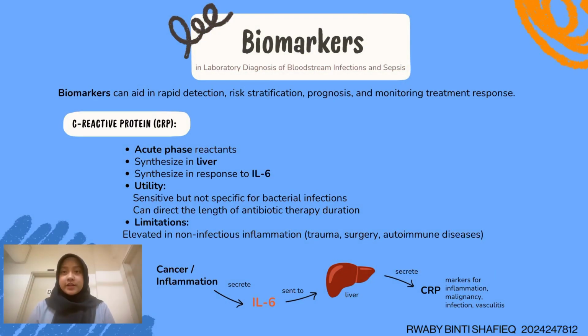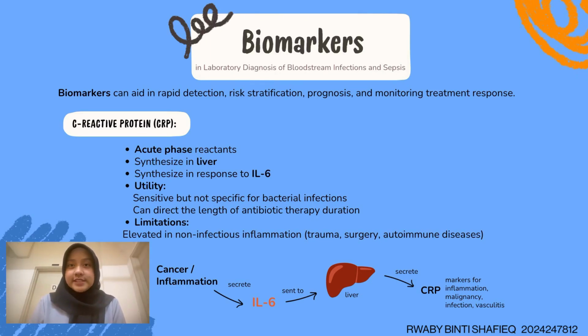Let's talk about the biomarkers used in the laboratory diagnosis of bloodstream infections and sepsis. Biomarkers help in rapid detection, risk stratification, prognosis, and monitoring treatment response. Firstly, C-reactive protein (CRP). CRP is an acute phase reactant that is synthesized in the liver in response to IL-6. It is sensitive but not specific for bacterial infections. CRP can also help guide the duration of antibiotic therapy. However, its limitation is that it can also be elevated in non-infectious inflammation, such as trauma, surgery, or autoimmune diseases.